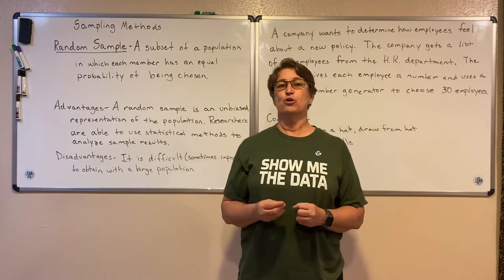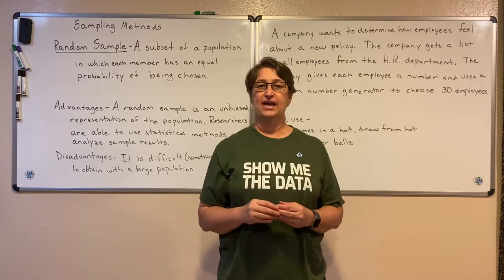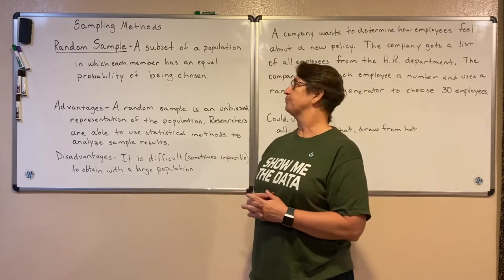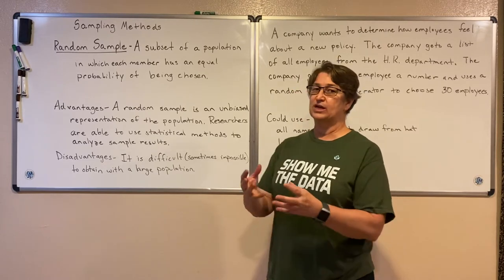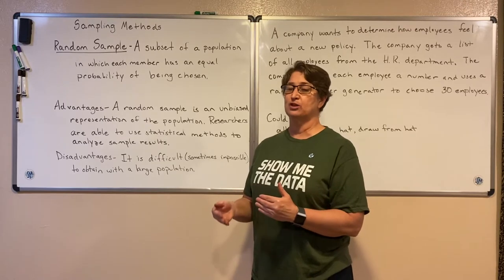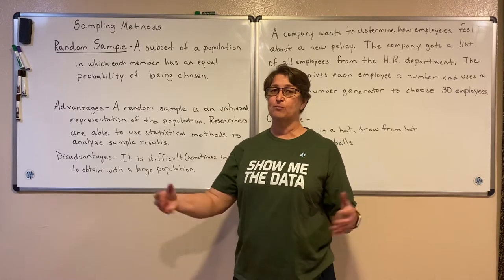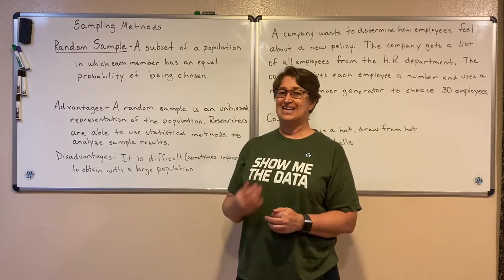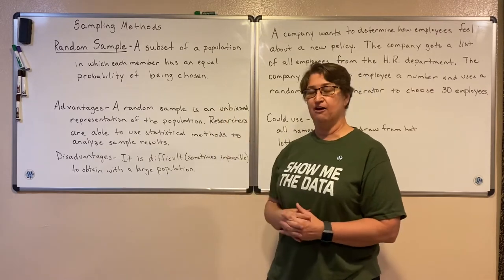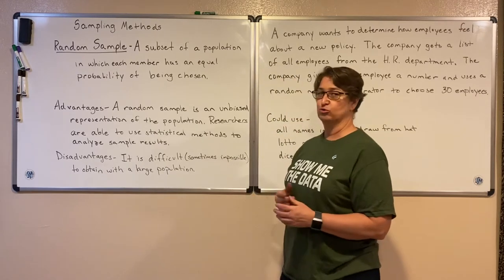So here we're looking at different methods for collecting a sample of data. We're going to look at a random sample. A random sample, we collect by giving every member of the population an equal chance, or an equal probability, of being chosen. That's what makes it a random sample, truly random.